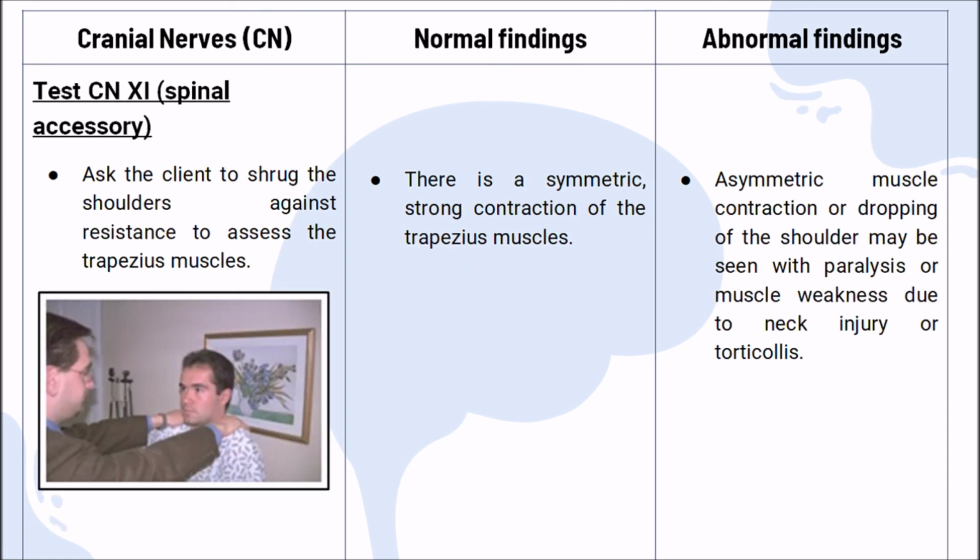Second instruction: ask the client to shrug the shoulders against resistance to assess the trapezius muscles. Normal findings: there is a symmetric, strong contraction of the trapezius muscles. Abnormal findings: asymmetric muscle contraction or dropping of the shoulder may be seen with paralysis or muscle weakness due to neck injury or torticollis.